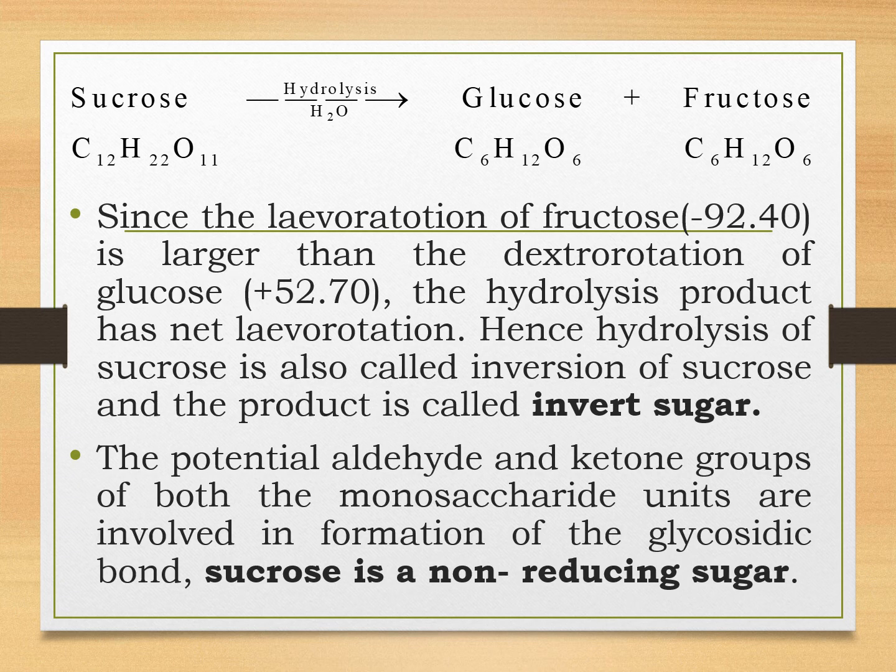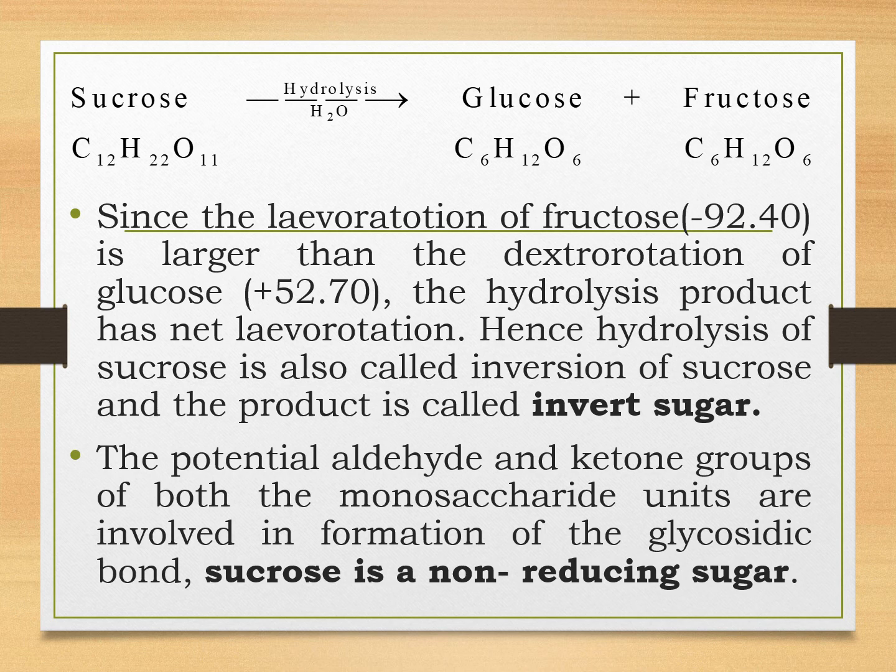Now we know that fructose is levorotatory, whereas glucose is dextrorotatory. The levorotation of fructose is minus 92.4 degrees, which is much more than the dextrorotation of glucose, which is plus 52.7 degrees, and that is why the hydrolysis product has a net levorotation. That is why the hydrolysis of sucrose is called inversion of sugar, and the product which is formed is called invert sugar.